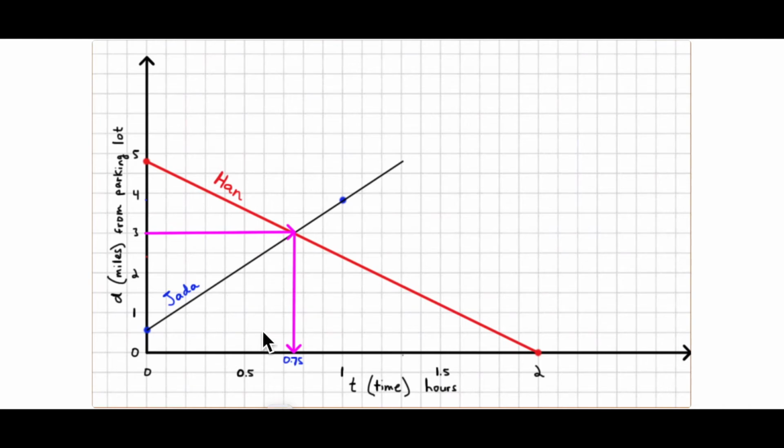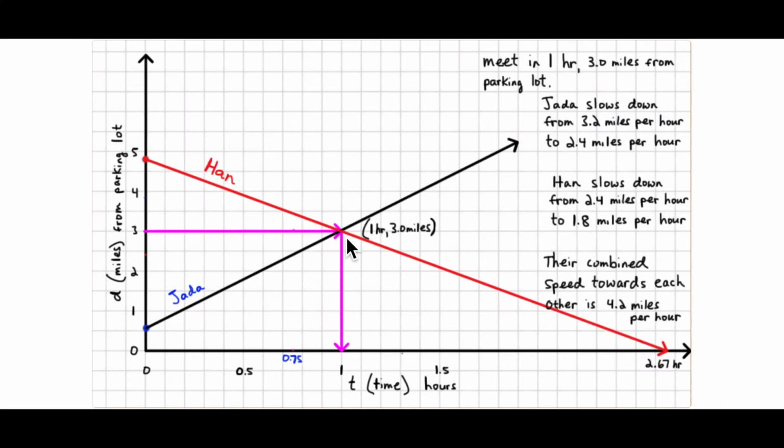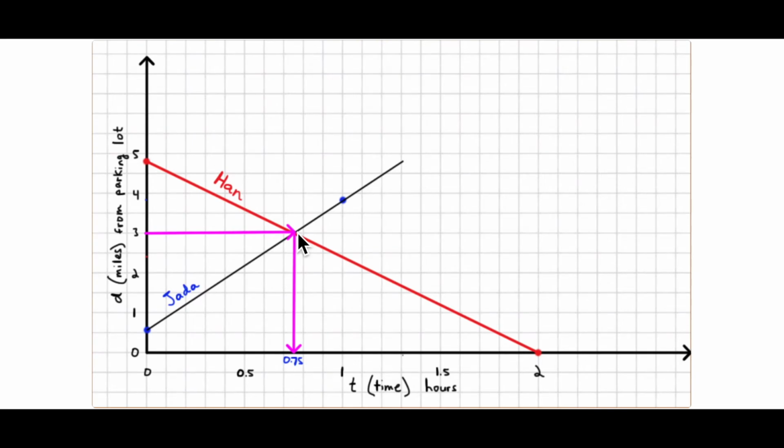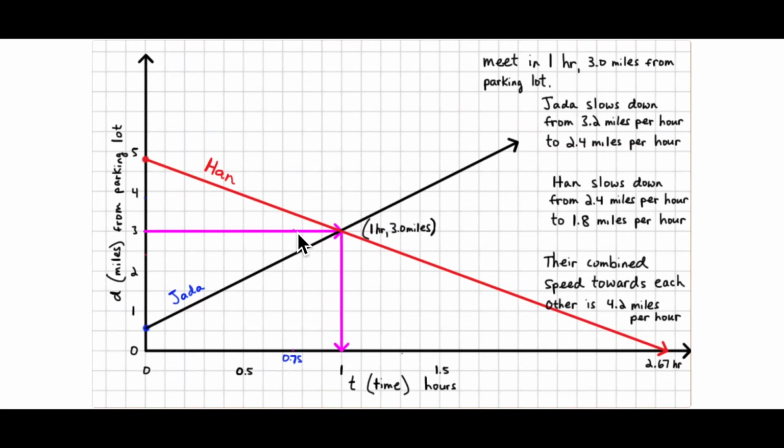So what happens to Han and Jada's walking rates if they meet in an hour right here rather than 3/4 of an hour or 45 minutes right here? So let's change this to an hour and see how their rates have to adjust to meet in that hour. So here I moved it out an hour. So if I go back just for a moment, you can see what's happening. It's moving out to an hour. And so notice both of their rates have to change.